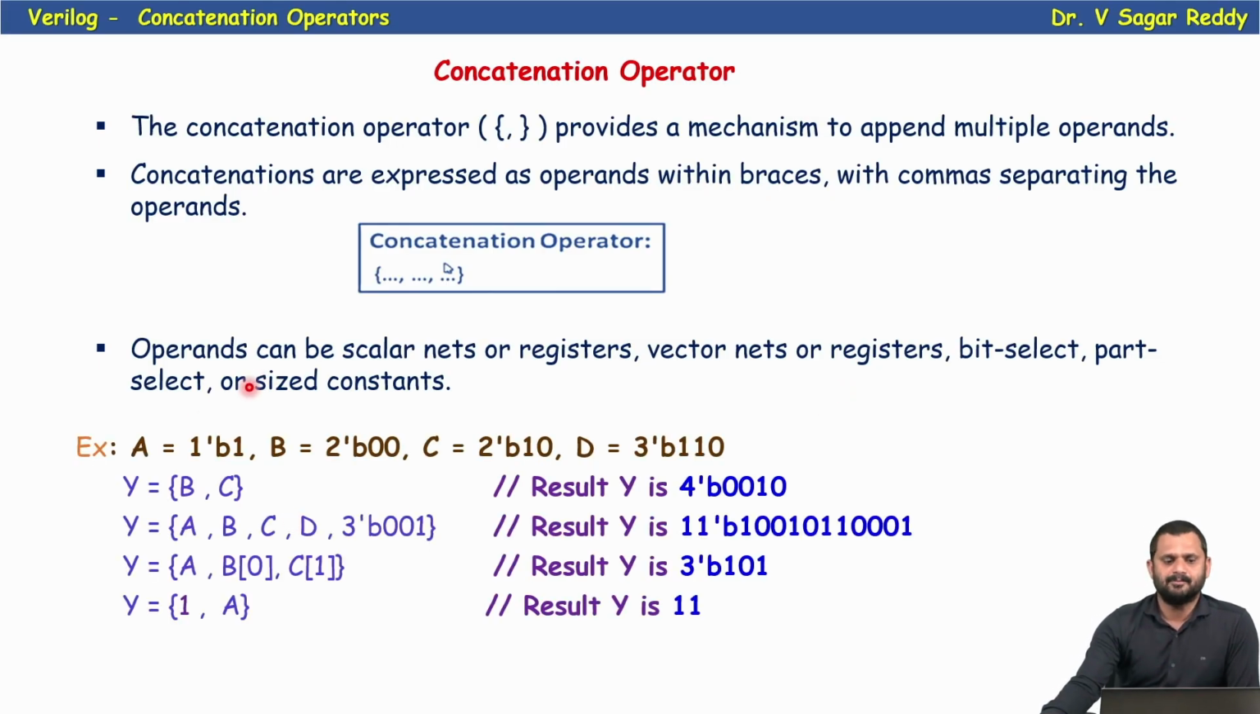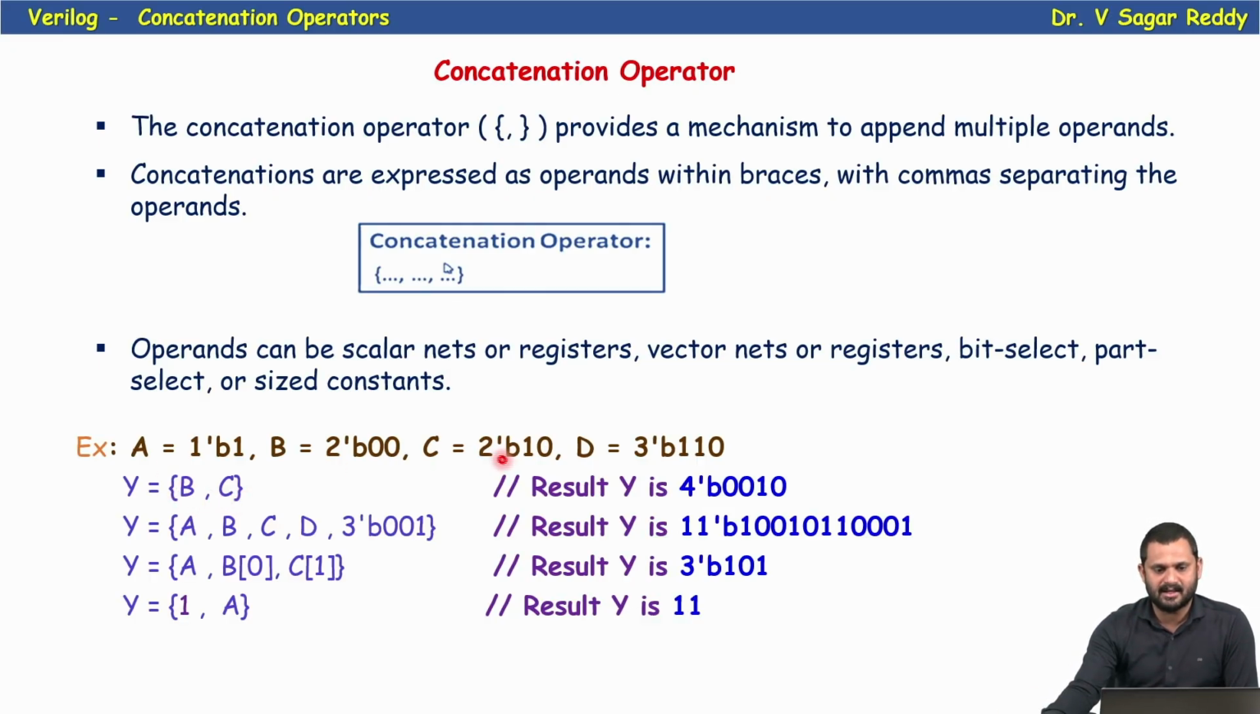In this example, I'll take one operand a, 1'b1, size is 1 bit. Here b is another operand, size is 2 bits, 2'b00. c is 2'b10. Another operand d is 3 bits, 3'b110. Now if I perform y equal to {b, c}, these two operands are concatenated as a single operand y. So braces b comma c.